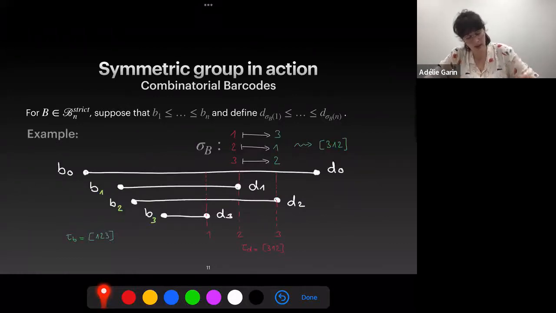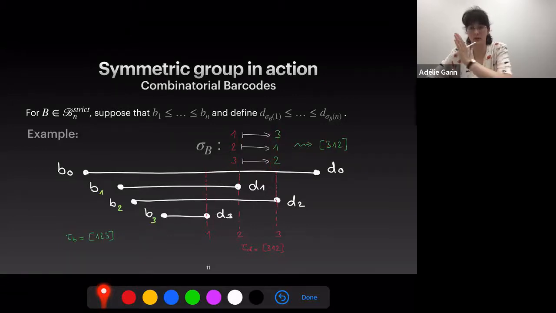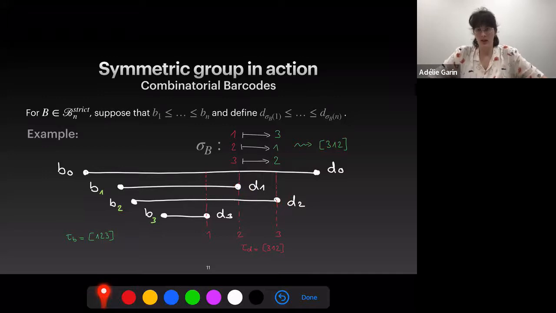To give you an example, here the first death corresponds to the third birth. So we have 1 sent to 3. The second death corresponds to the first birth. So we have 2 sent to 1. And the third death corresponds to the second birth. So we have 3 sent to 2. And this gives me the permutation 3, 1, 2. I will denote a permutation by the image of 1, 2, 3, just so that we know that it really corresponds to the order of the deaths. So here, 3, 1, 2. So this is what we call a combinatorial barcode.